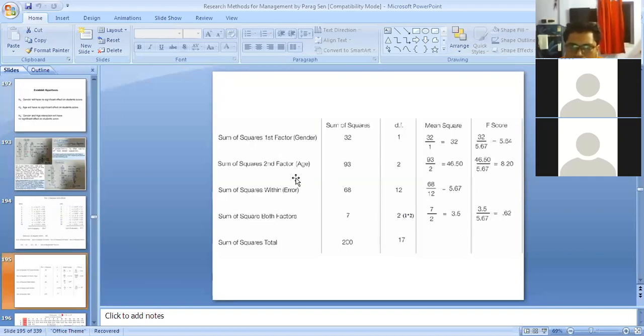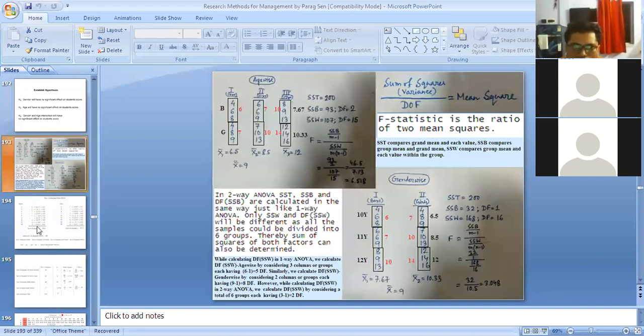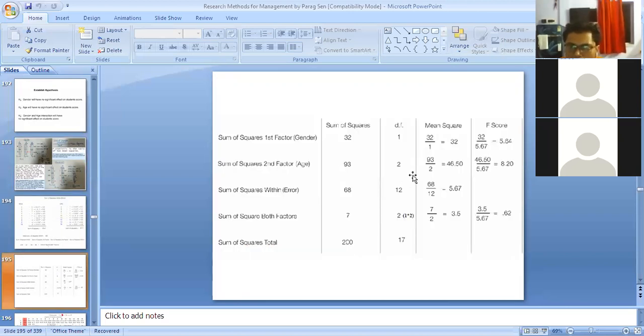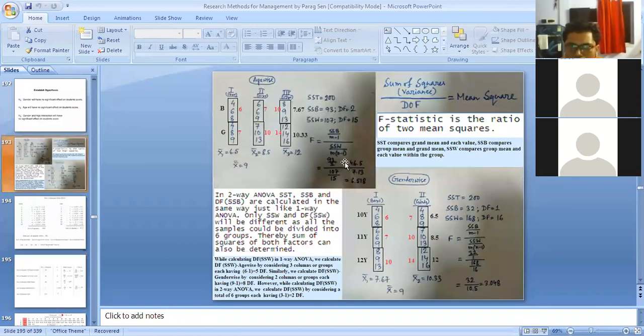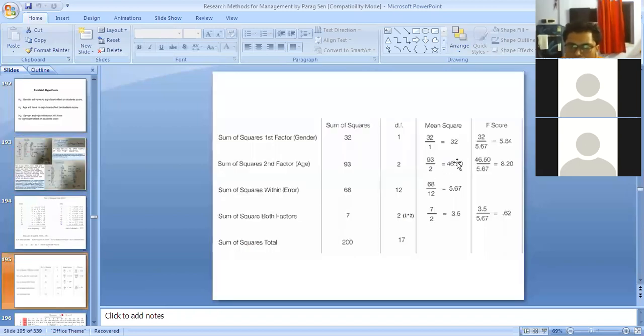The sum of square for the second factor, age, is 93 and 2. You can see here that 93 and 2. The same thing you are putting here. The mean square is 93 by 2, which is equal to 46.5. So 93 by 2 is equal to 46.5, that you are putting here. This is the sum of square for the second factor, age.